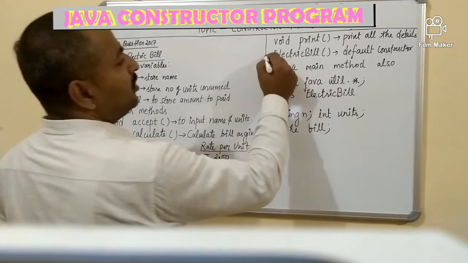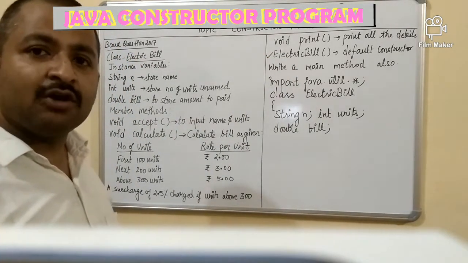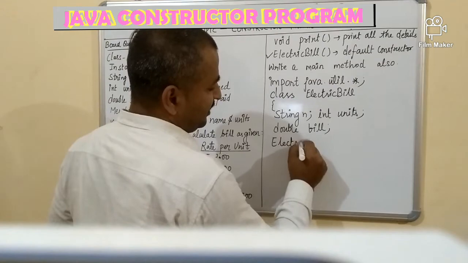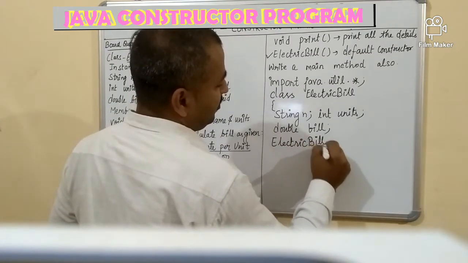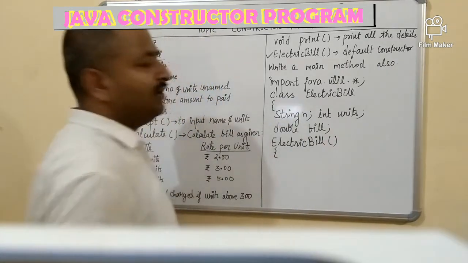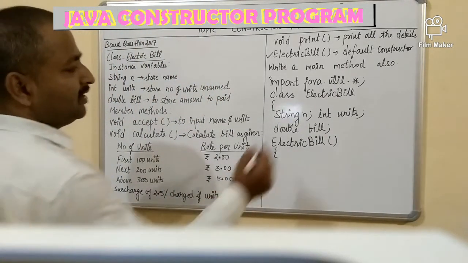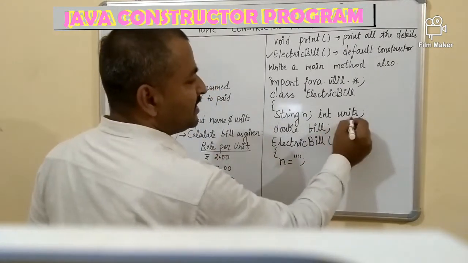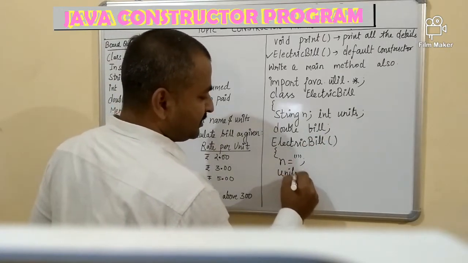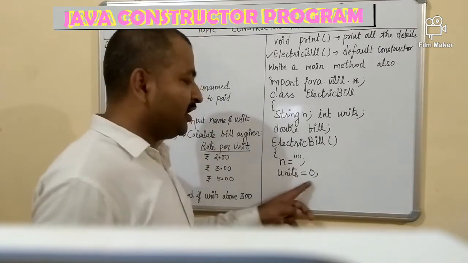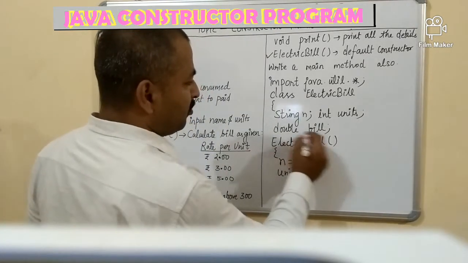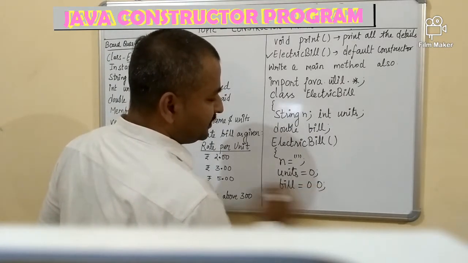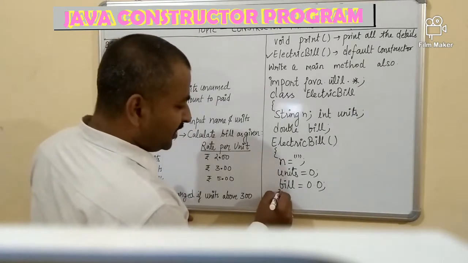Now we are going to declare the constructor, that is your default constructor. So have a look. We are just writing the class name ElectricBill and initializing the default values to the instance variables we had taken. So n is of string type, so double quotes will be applied. Integer units, so you will write units equals 0 because the default value of int is 0. Now next is your double type, that is bill. So bill equals 0.0. Clear? And close the constructor.